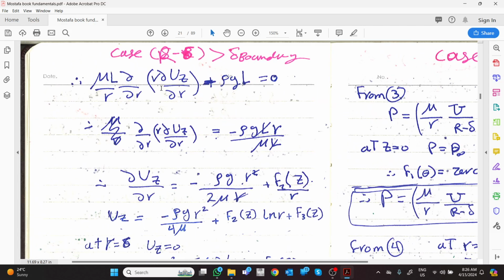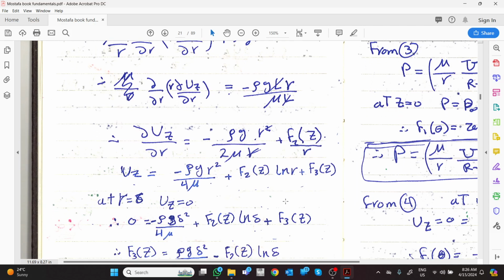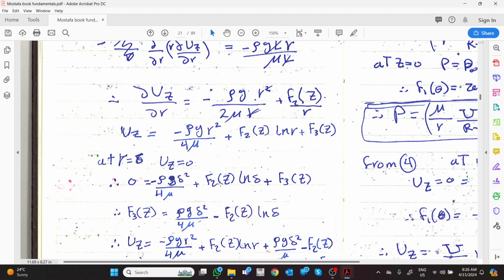After you put the equation, separate algebra, you will get del p by del R equals this one. Make integration to R. So R will be R squared f2, etc., by R, f2z, another integration f3z, of course 1 over R integration ln R, etc. Put the boundary condition at R equal delta, uz equals 0. So 0, and so on.